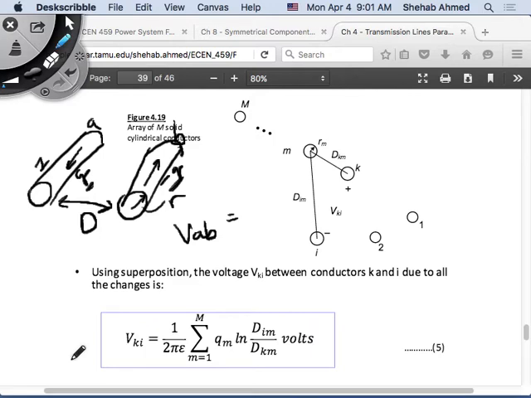We only have two terms in the summation because the summation is from small m equals 1 to capital M. Small m starts with 1, and capital M is 2. So I only have two terms. Why would you have three terms, four terms in the summation? It is Q1 natural log blah blah blah plus Q2 natural log blah, that's it. Q1 is Q, Q2 is minus Q.